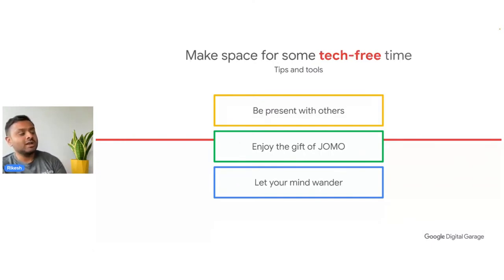Now, in terms of making space for some tech-free time, we want to make sure that we are being present with others. That could be something as simple as, I am not going to be taking my phone out of my pocket all night, even though I've gone for dinner with a friend. We can look to enjoy the gift of JOMO. This is something which I've done over the last couple of years, and I've really enjoyed it. You might have heard of the phrase FOMO, which stands for fear of missing out. So the gift of JOMO is the joy of missing out.